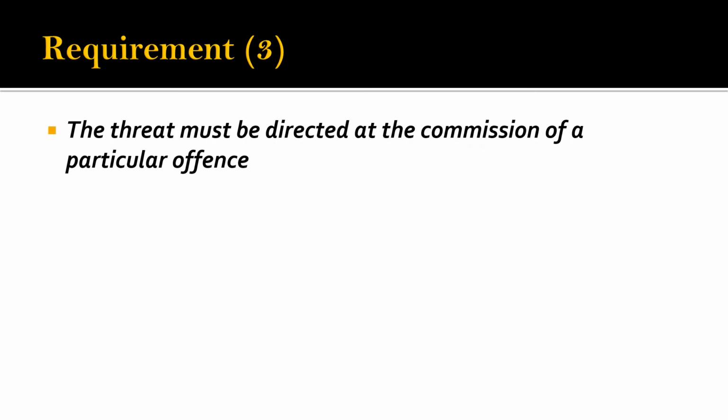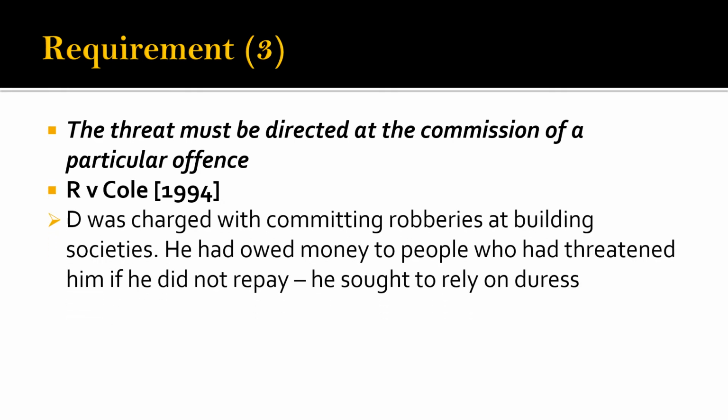Okay, the third requirement: the threat must have been directed at the commission of a particular offence. So I will explain this to you, probably best with the leading case, Cole. The defendant was charged with committing robberies at a number of building societies. He raised duress because he said he owed money to people who had threatened him, obviously with at least serious harm, if he didn't repay.